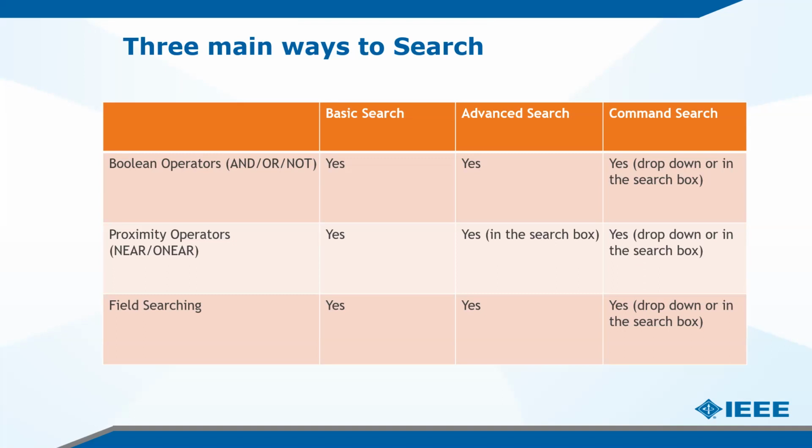Linked off the advanced search page is the option for command search, which gives you the most control. It allows you to use Boolean operators, proximity operators, and field searching, either in the search boxes or via a drop-down, so you don't have to know the format.